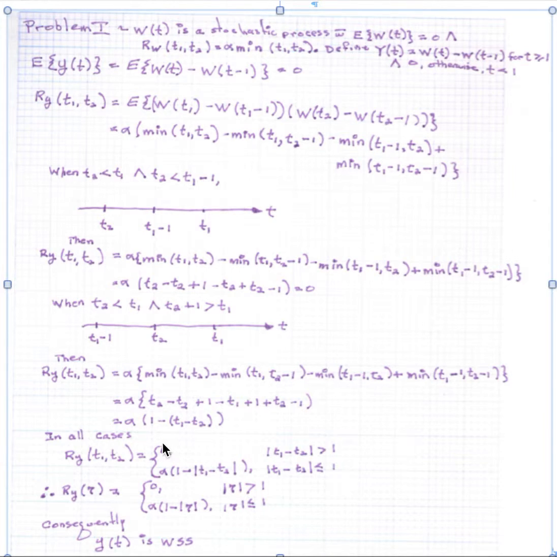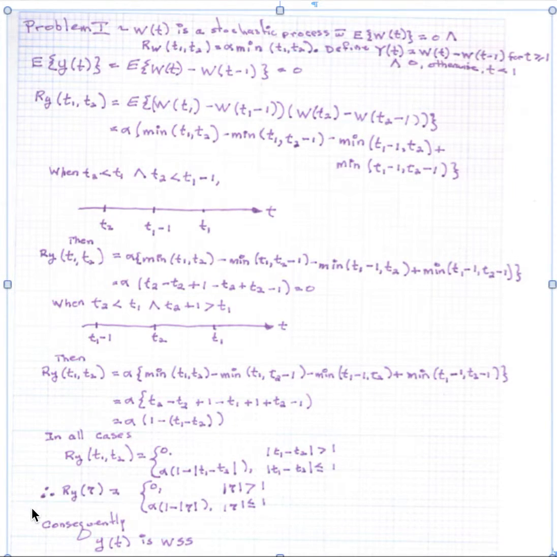Now, in all cases, we need to make the consideration when we evaluate the criteria for the constraints, and we have that R_Y(T1, T2) is equal to 0 when the absolute value of T1 minus T2 is greater than 1. And of course, alpha times the quantity 1 minus the quantity T1 minus T2, when the absolute value of T1 minus T2 is less than 1.